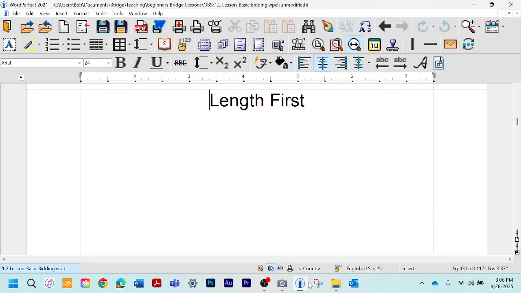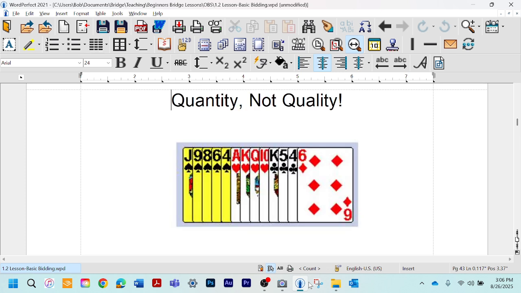But if you had, let's say, a 5-card suit and a 6-card suit, well, you'd always open the 6-card suit, no matter what the strength is. It's length first. It's quantity, not quality. Look at that hand. There's 5 terrible spades and 4 very good hearts. You're going to open a spade every time.